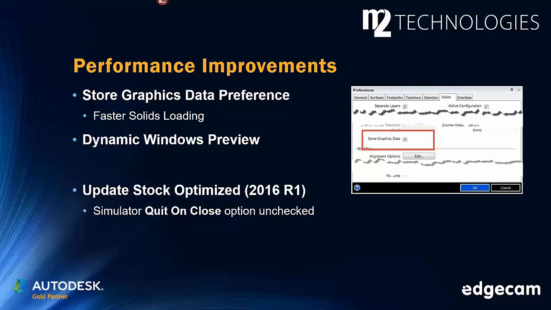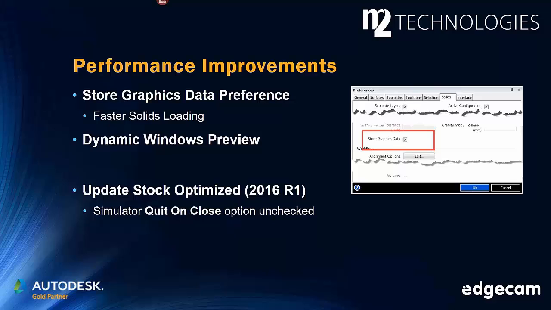Additionally, the simulator's quit on close option, which was introduced a few versions back, is now unchecked by default. So what that does is when we're in the middle of simulation and we see something looks good, we go back to our program and continue. The next time we go to simulation, the simulation picks right back up where we left off. That's a function of the quit on close, and it was also tied into how Update Stock worked. That function is now unchecked because of performance improvements.